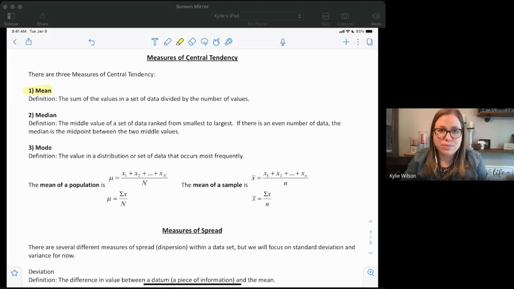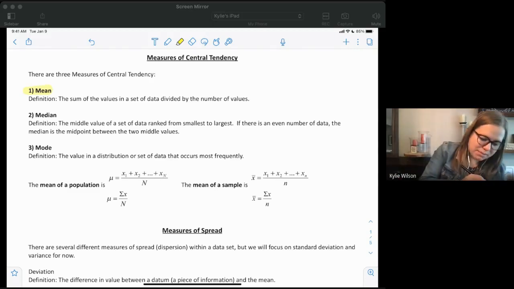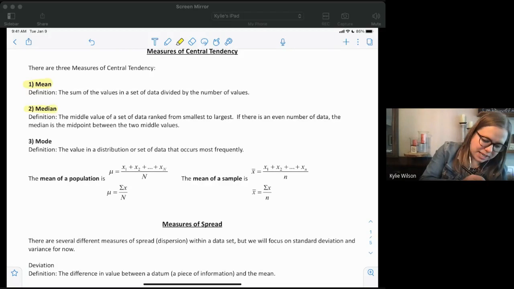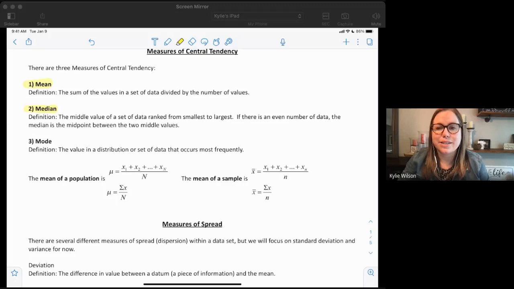It is really powerful, but as we go through, we'll talk about some of the issues with it and then some other tools we can use just to get a better sense of what's going on with our data. The next one is the median. Similarly, what it's trying to do is give us one number that's a representation of a whole data set, and the median is our middle number.